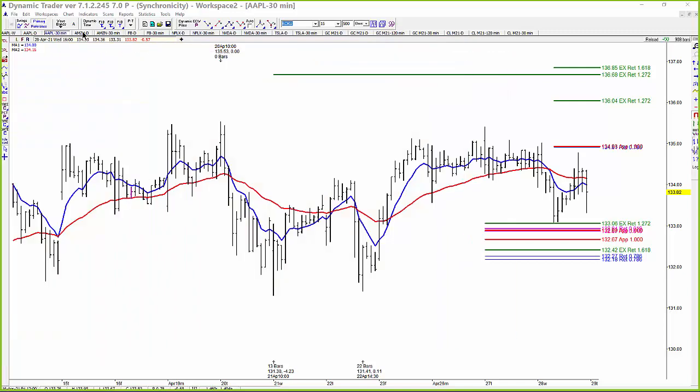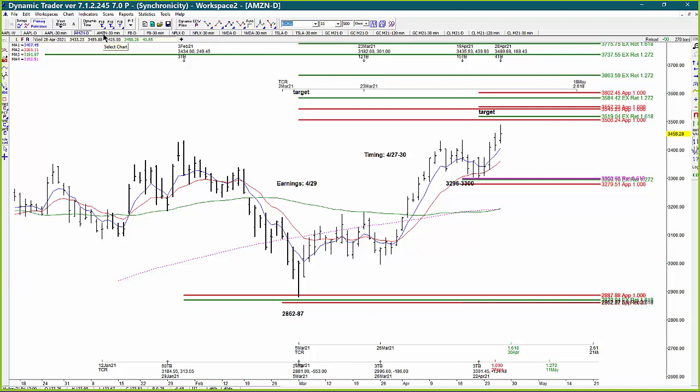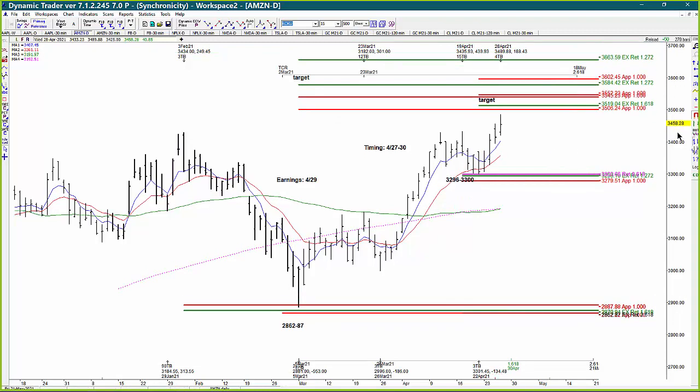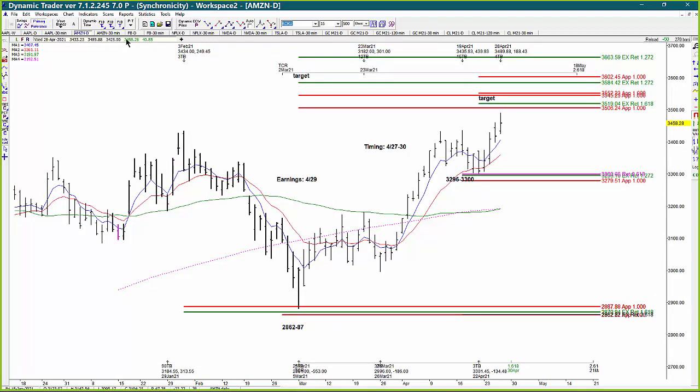Let's see what else we had. We really didn't have any new setups in Amazon. This was just a continuation of the other, but we did meet key upside targets on this one today.